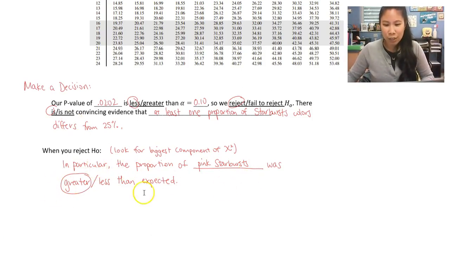And so this just points out to people, this is what affected my hypothesis test. If you had failed to reject, then we would have said that there isn't a proportion that was different. So there would be no, in particular, anything that was out of the ordinary because we weren't able to prove that at least one proportion of starburst colors differs from the 25%. So you only have to do this when you reject H0.